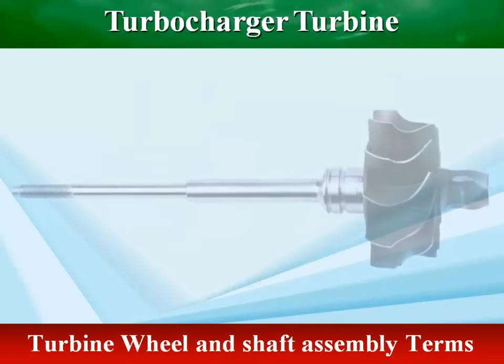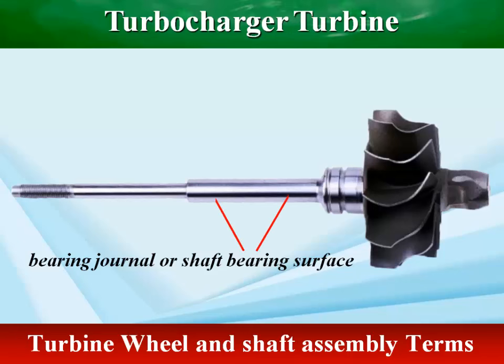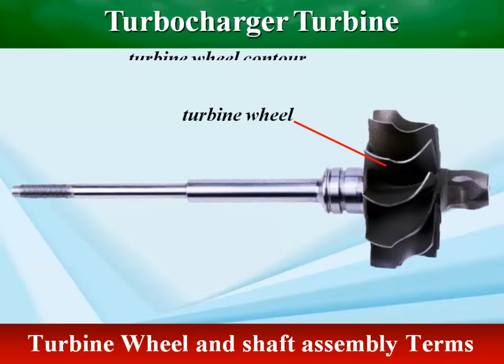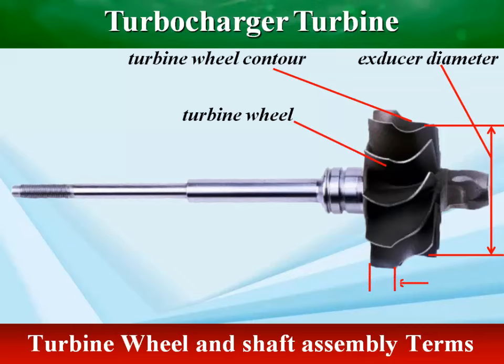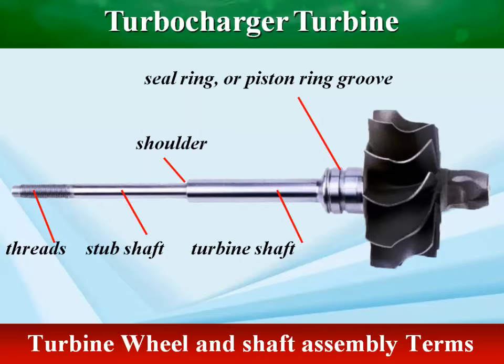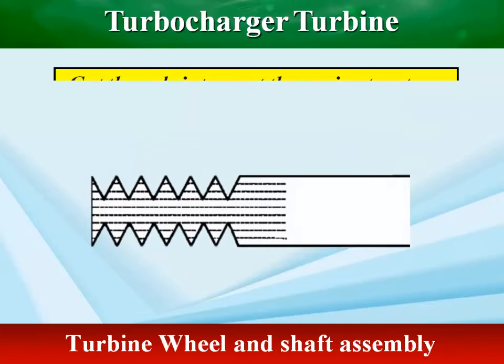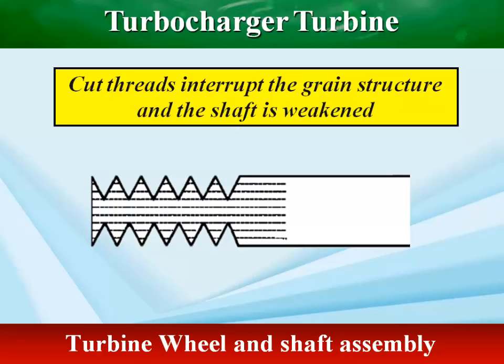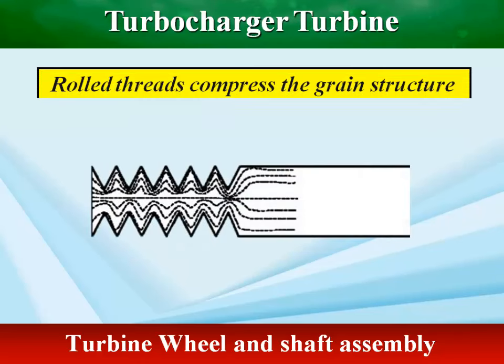The turbine shaft is typically induction hardened only in the bearing journal area. This is for wear purposes. In most turbine shafts, the threaded portion of the wheel features rolled threads rather than cut threads, which creates a stronger shaft once torqued with the compressor wheel in place.